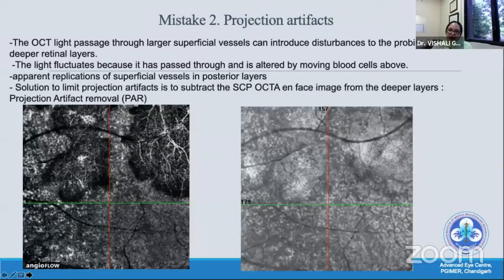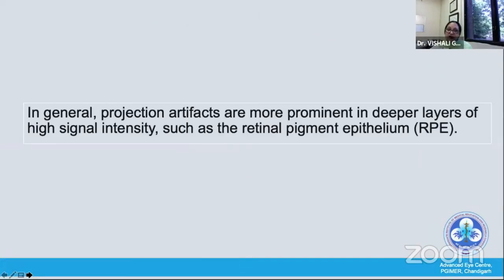So mistake 2, which is again very common, is the projection artifact. The OCT angio light passes through the larger superficial vessel and then goes into the deeper. What happens is the light fluctuates because it has passed through and is altered by the moving blood cells in the superficial layer. So this is the superficial layer, and when you look at the deep layer, there is apparent replication of the superficial vessels in the posterior layer. This problem has been sorted out largely by projection artifact removal. It's also important that these artifacts are more prominent in the deeper layers which have a high signal intensity, for example, RPE.